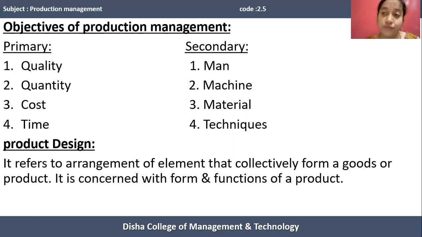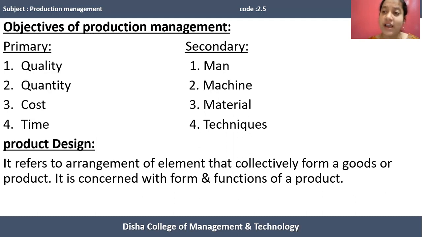So there are four primary objectives of production management, that is quality, quantity, cost, and time. Deciding the quality of the product is an important objective of production management. It means deciding what is the quality of the product the organization or the manufacturer is going to produce. First it is decided so that the customer can be attracted towards the organization. The first important objective of production management is to decide the quality of the product.